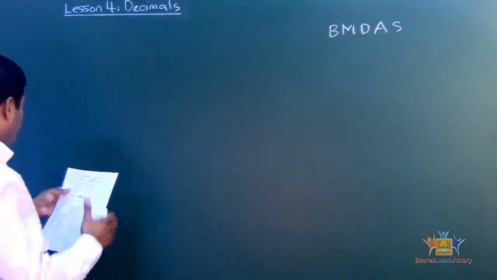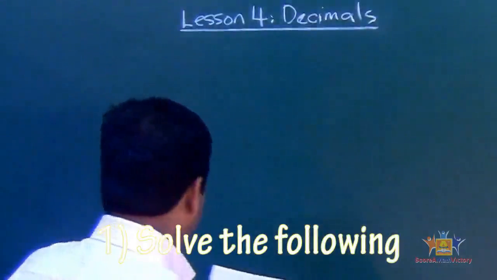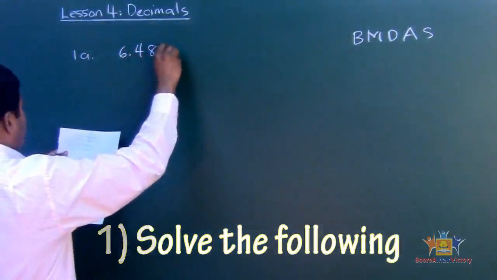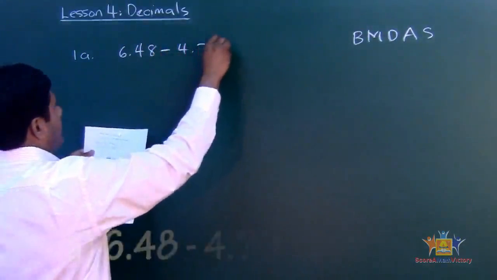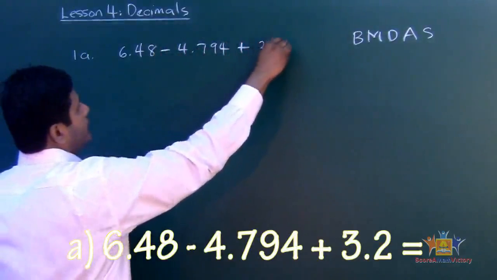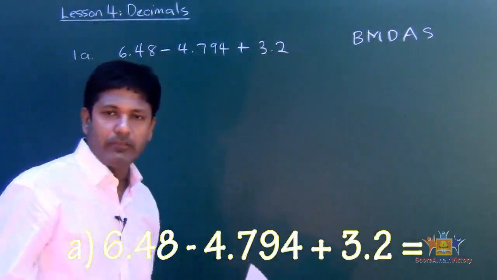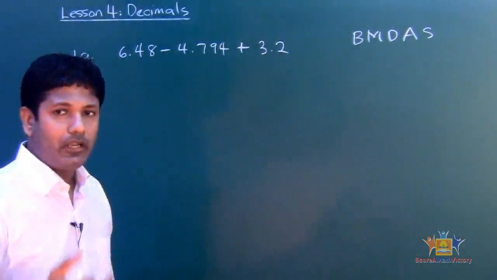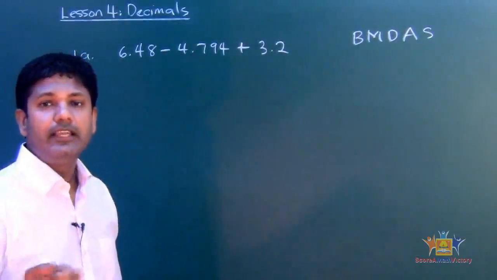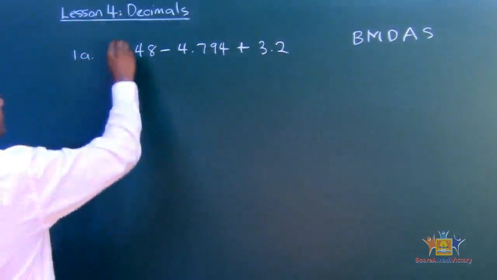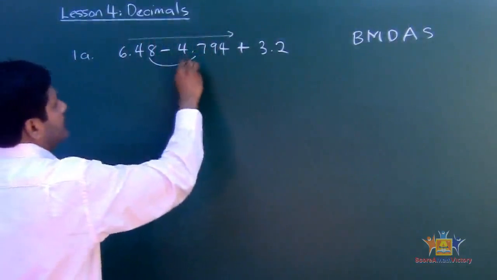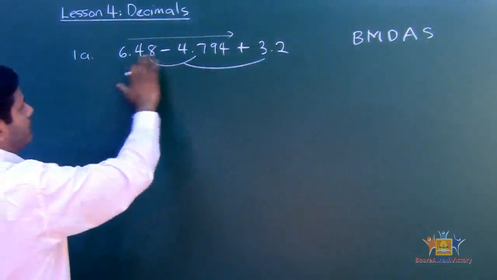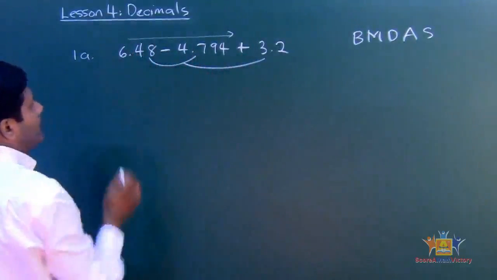So let's look at problem number 1. It says, A, solve the following. 1A. We were given 6.48 minus 4.794 plus 3.2. So which one comes first? When you have minus and plus, subtraction and addition, you don't decide which one comes first. You use the left to right method. So in other words, we're going to solve this first and then that. Always make use of this pairing method. So pair them. Solve these two and then that. So we're going to subtract first.